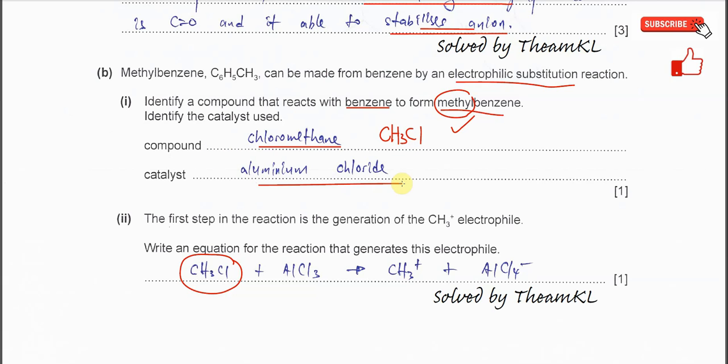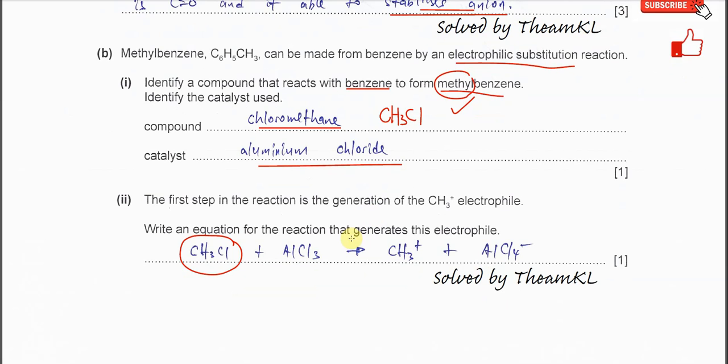So why do we want to use this catalyst? Because we want to form the carbocation from the chloromethane. So the chloromethane will react with this catalyst. The catalyst will get a chloride from this chloromethane, and this will form the carbocation, and the catalyst will form the AlCl4 negative. So therefore, this carbocation will further react with benzene to form the methylbenzene.